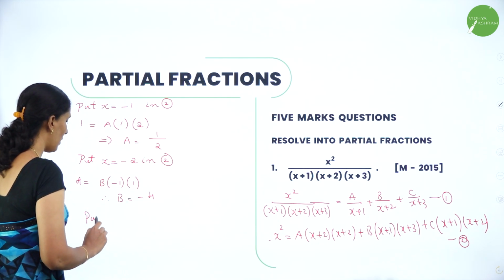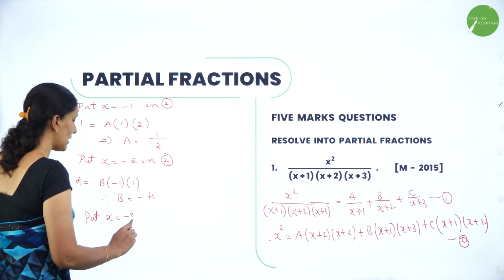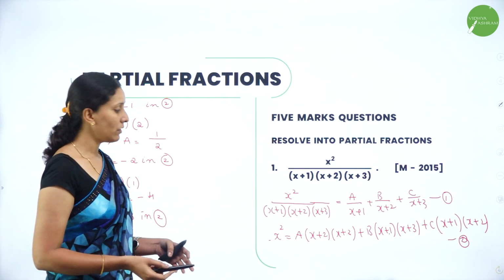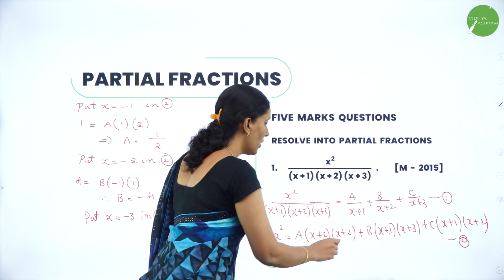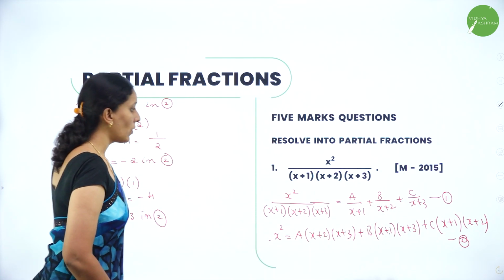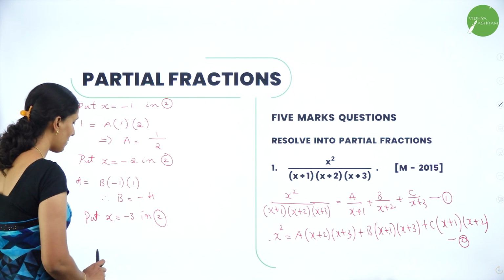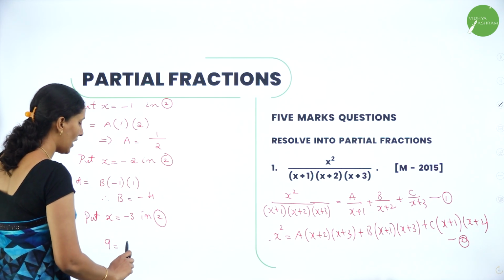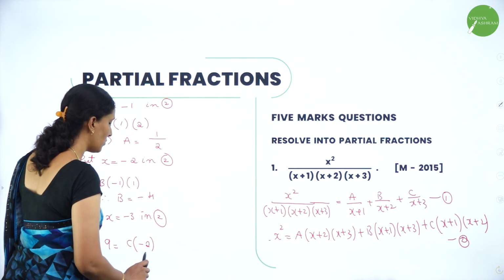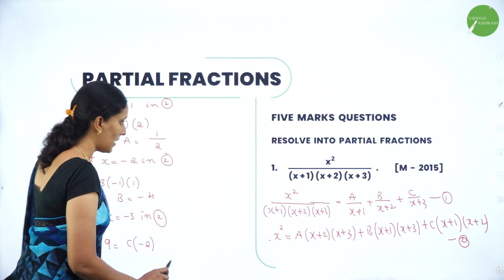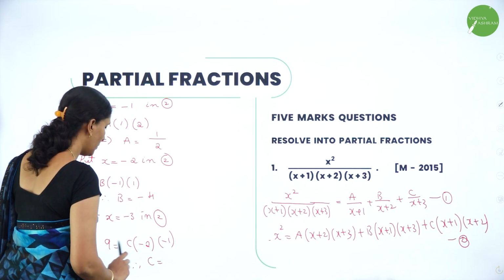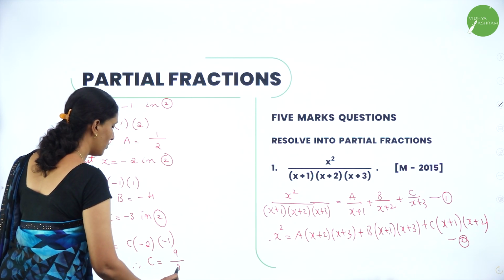And for the last one, we put x is equal to minus 3 in equation 2. So x is equal to minus 3 means we have equated x + 3 as 0. So the terms containing x + 3 become 0, and we have only C left. Here minus 3 whole square is 9. So we have C into (minus 3 plus 1), which is minus 2, and (minus 3 plus 2), which is minus 1. Therefore we get C is equal to 9 divided by 2.